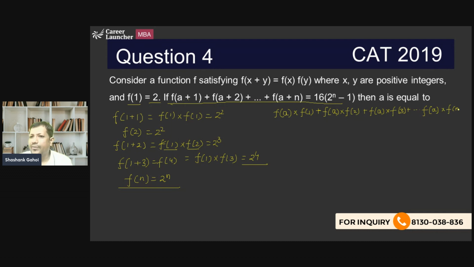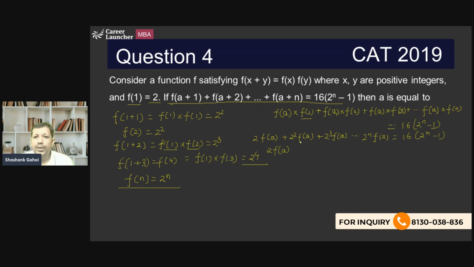So this is what we have. This is what the question is talking about, and that is equal to 16 times 2 power n minus 1. Okay, so f1 is 2, so I'm saying 2 fa plus 2 square fa plus 2 cube fa, and so on up to 2 power n fa, and that is equal to 16 times 2 power n minus 1. Okay, I am going to take 2fa common.